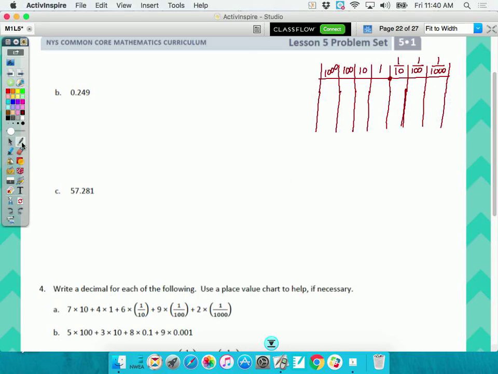All right, so the directions say to write 249 thousandths on a place value chart. Tell me where to write that. In the tenths place. And then the 4 and the 9.